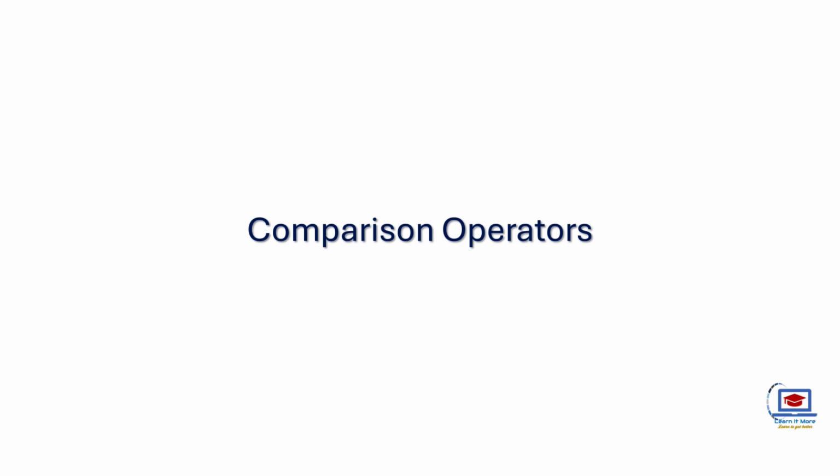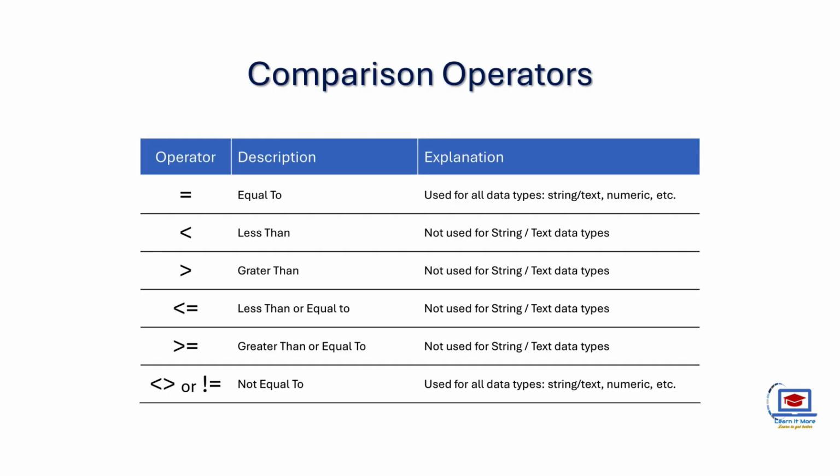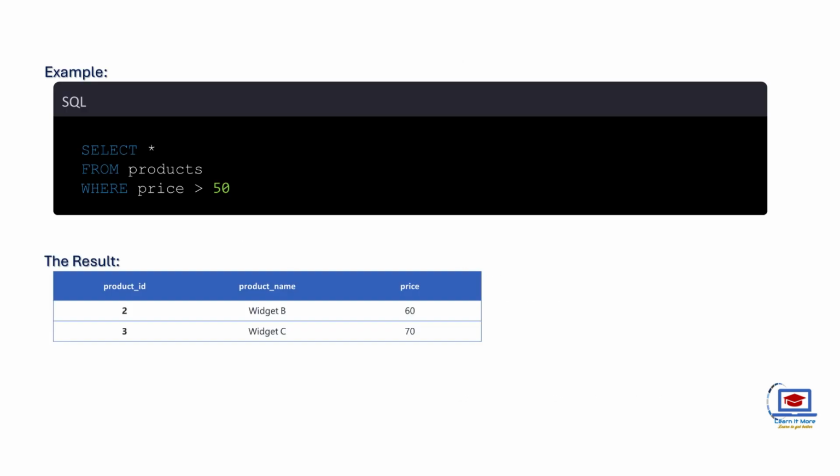Next up, comparison operators. These include is equal to, less than, greater than, less than and equal to, greater than and equal to, less than and greater than together denoted as not equal to, or exclamation and is equal to together denoted as not equal. They allow you to compare values and determine if they meet specific conditions.